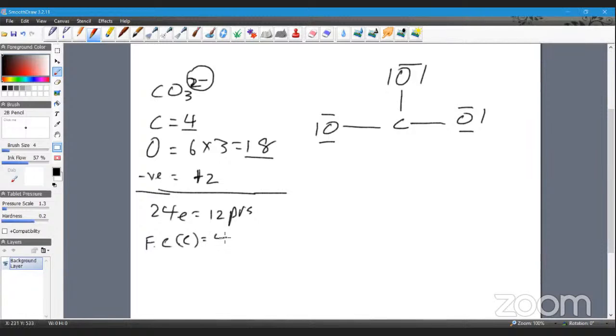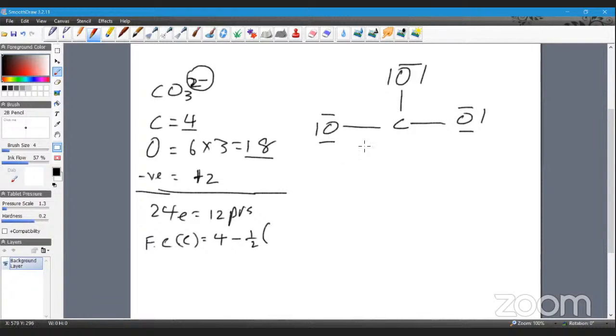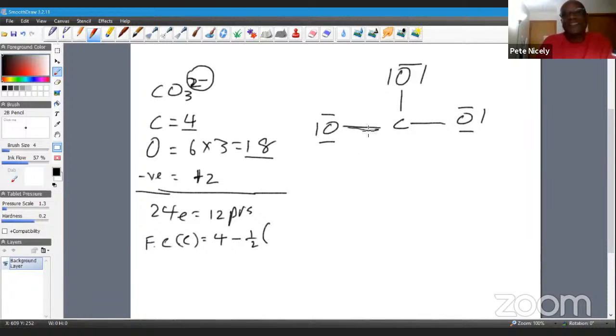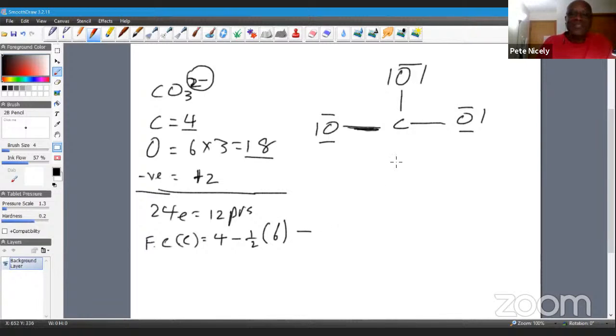4, which is the group number, very good, minus half of the number of bonding electrons, right? So 3. No, remember, each line represents 2 electrons. So half of 6, minus the number of non-bonding electrons. There are no non-bonding electrons for the carbon, so that's 0, right?